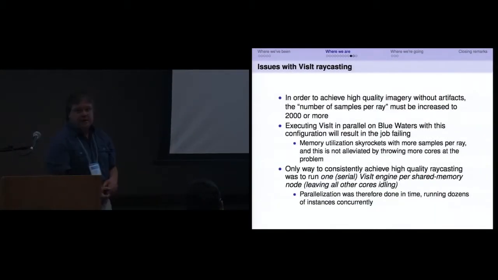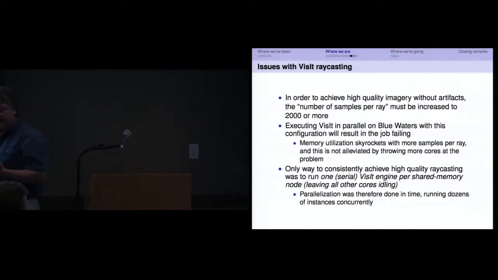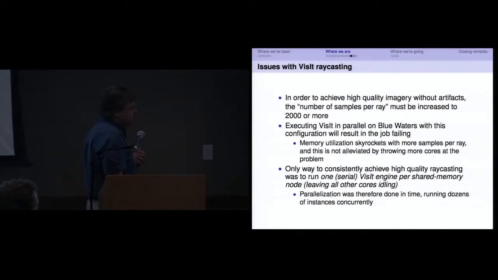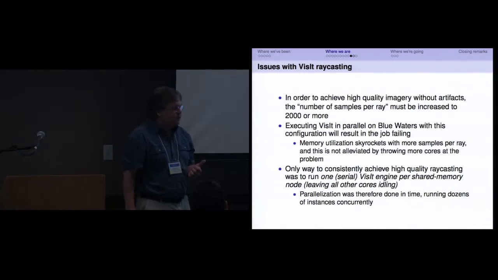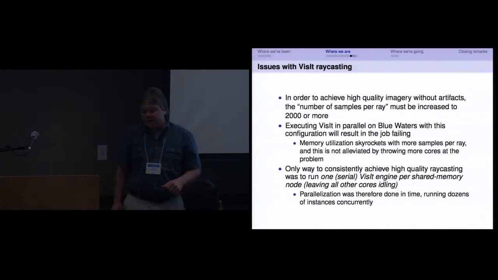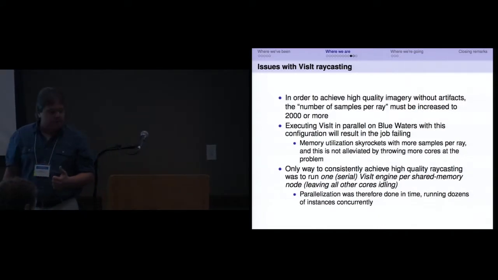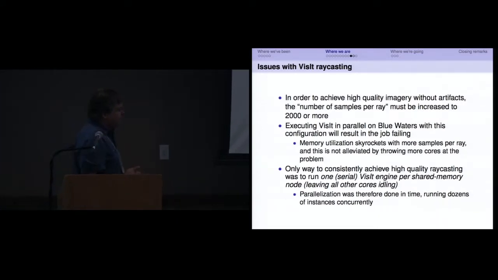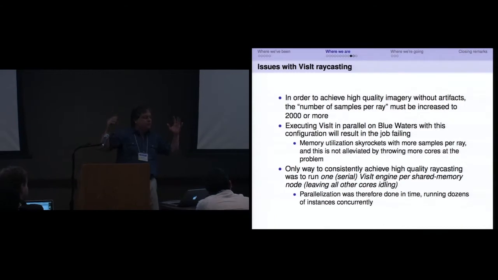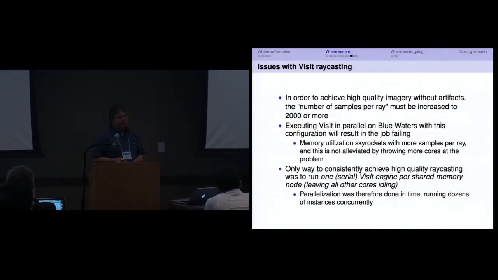So, issues with ray tracing. This is something I can probably talk to the VisIt guys about the most. It was not easy to get that high fidelity out of VisIt by just throwing a lot of cores at it. There's an issue with VisIt. If you start to increase the number of samples per ray for doing ray casting, the memory utilization just goes through the roof and you start running out of memory. And throwing more cores at it actually makes the problem worse, not better.